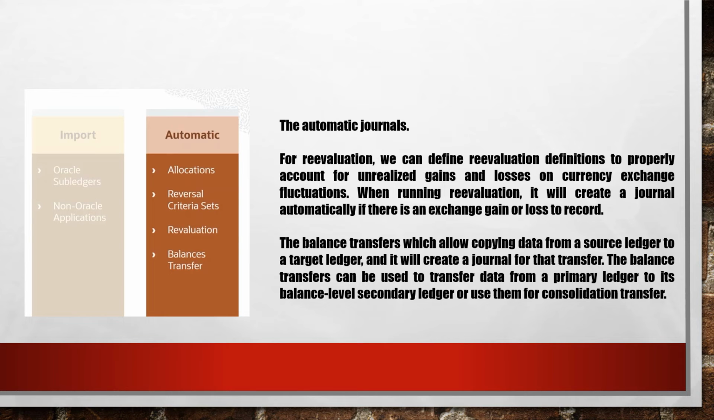For reevaluation, we can define the definition to properly account for unrealized gains and losses on currency exchange fluctuation. When running the reevaluation, it will create a journal automatically if there is an exchange gain or loss to record. The balance transfer allows copying data from a source ledger to a target ledger, and it will create a journal for that transfer. The balance transfer can be used to transfer data from a primary ledger to its balance-level secondary ledger, or for the consolidation transfer.